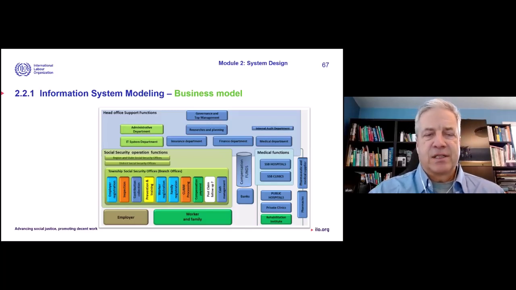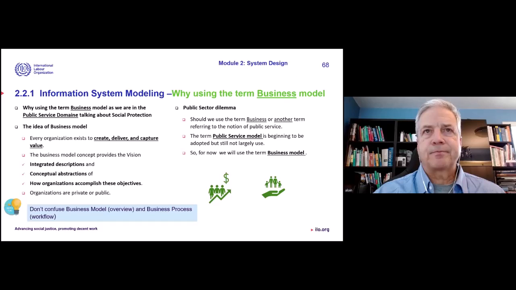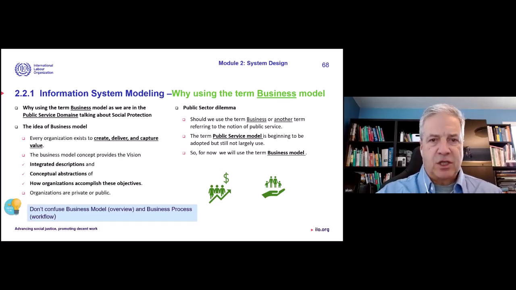Information system, business model. This is the first kind of model we can do. What we call the business model is a loose representation of the organization. It enables us to present the objective and the mission of the organization, and also the main functions inside the organization, how everything is working together.